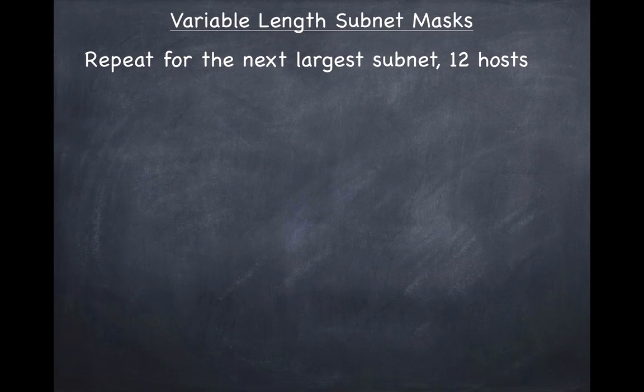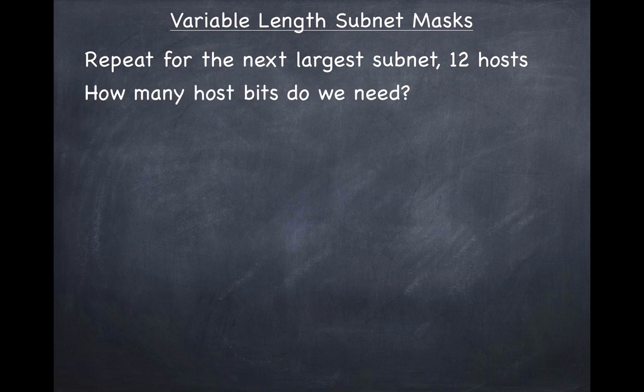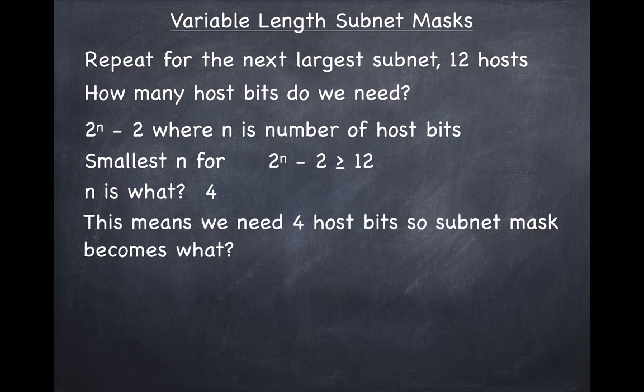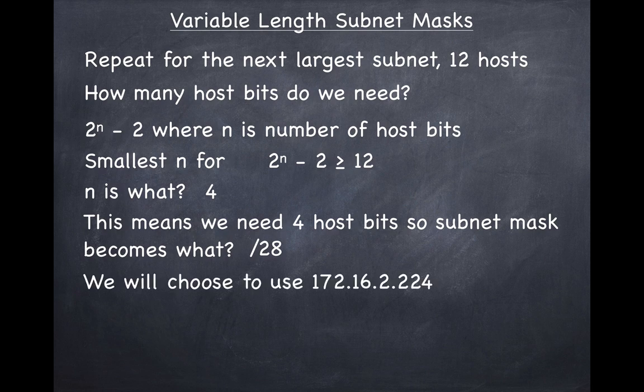So what we do is the next subnet we need to deal with is for 12 hosts. To deal with 12 hosts, we need to solve for 2 to the n minus 2 greater than or equal to 12. The n that makes this true is 4. So that means we need 4 host bits. So hopefully you know very quickly that our new subnet mask is /28.